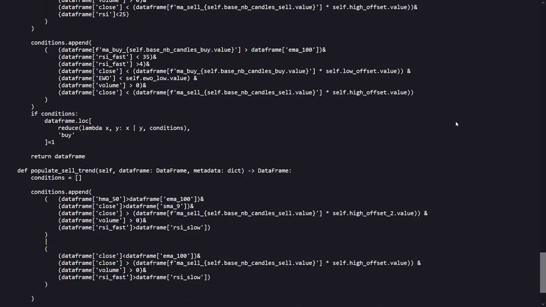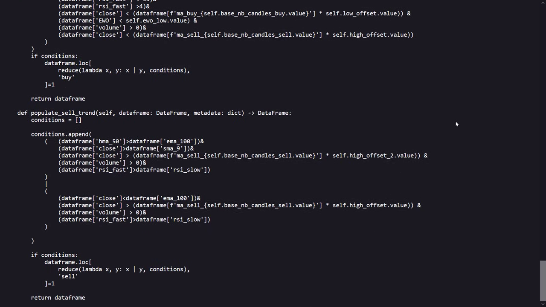Now, the same counts for the sell signals here. These sell signals are generated when the price moves above a certain moving average threshold, and the fast RSI indicates a shift from the slow RSI, which can suggest a potential overbought condition and a good point to take profits. And you can see here that there are two sell conditions configured, each with their own tiny differences.